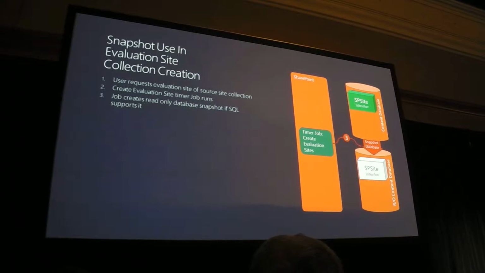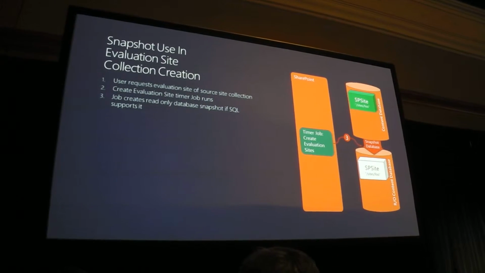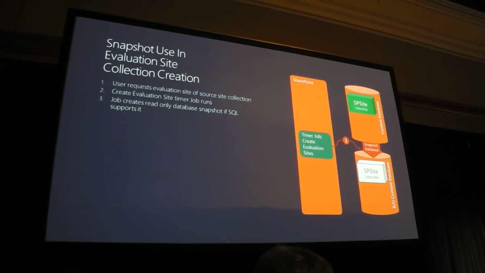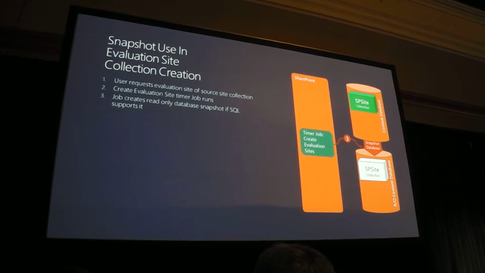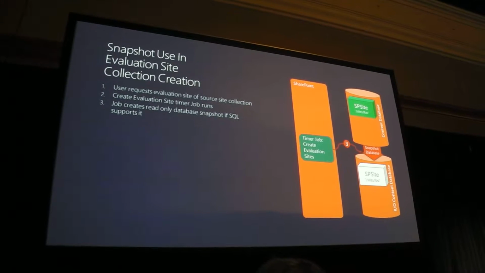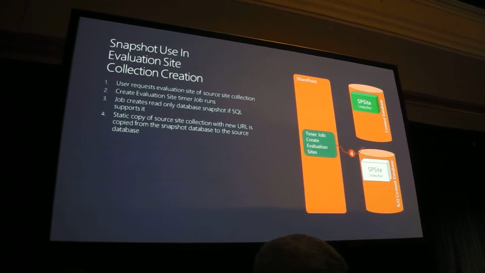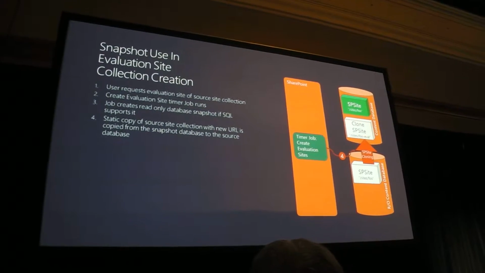So if it's just one, it makes a snapshot. If it's 30, it makes a snapshot, just one. Once it's made that snapshot, then it iterates through each of those site collections. And what it's doing is it's making a clone of that site collection.